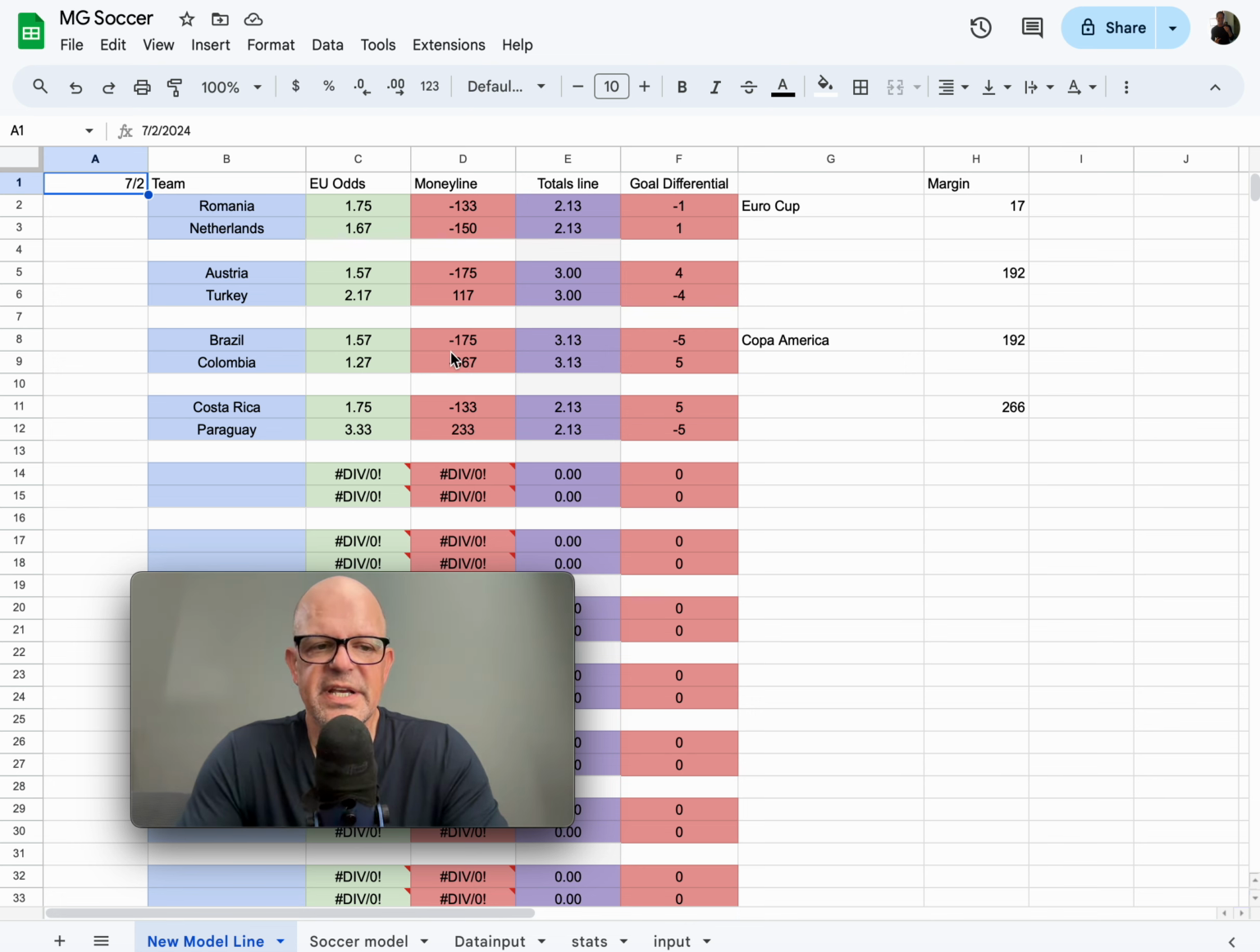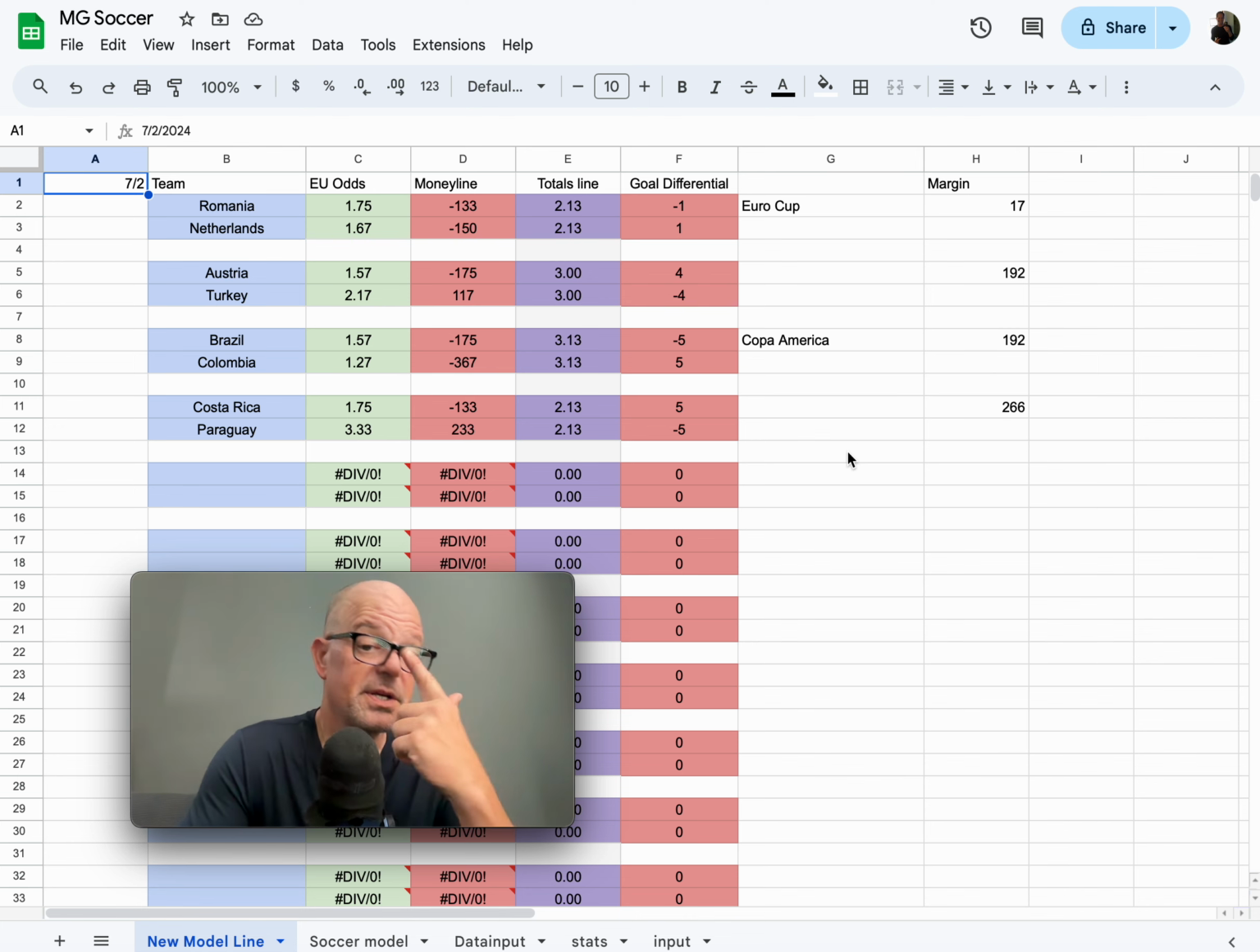Now, in this case with Brazil and Colombia, Colombia was minus 367, Brazil was 175. And generally speaking, when I have 2 favorites, I don't like to play against a favorite, not unless I'm getting an extreme amount of value. And there was a lot of value on Colombia's side last night as well. So if you take minus 367 minus 175, you're going to get a differential of 192 in favor of Colombia.